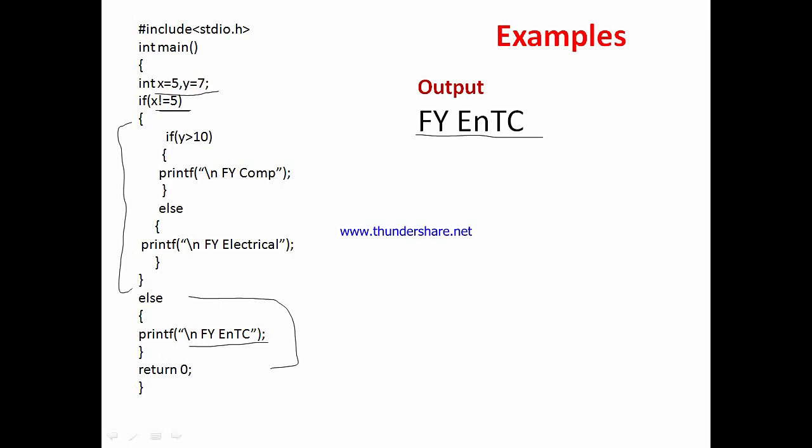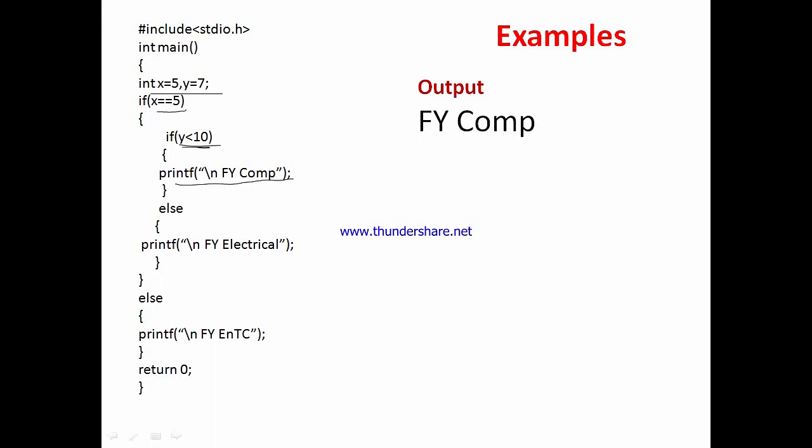Now let us see one more condition change. Here we have declared two variables, x equal to 5, y equal to 7, and initialized them with 5 and 7. Now x equal to 5: this condition is true because 5 is equal to 5. Second condition, y is less than 10. Now y contains 7, and 7 is less than 10. This is also true, so this part is executed, printf fy comp. After that, the return 0 statement is executed and the output of the program is fy computer.